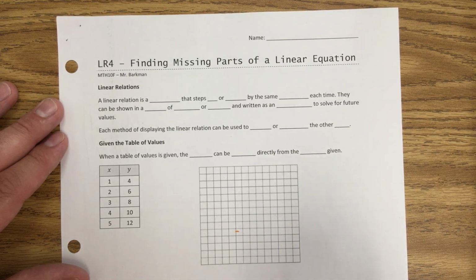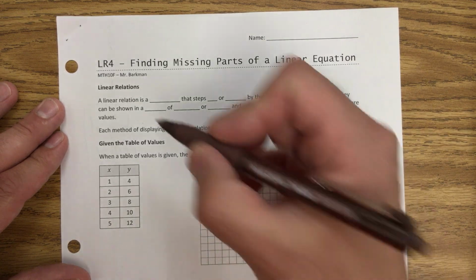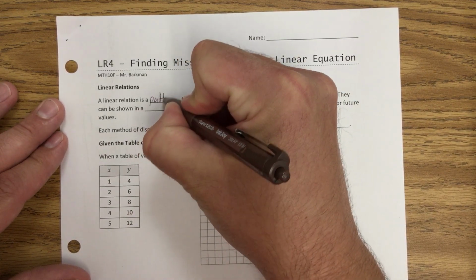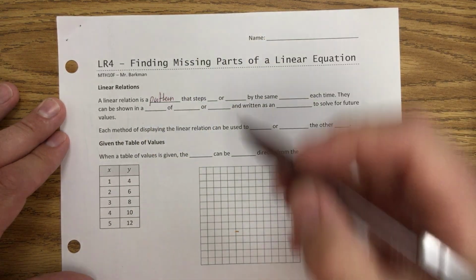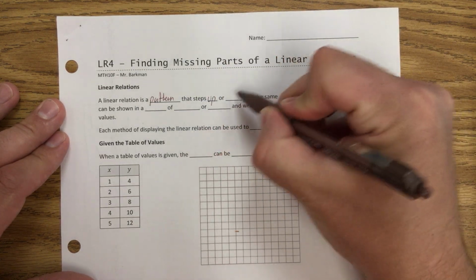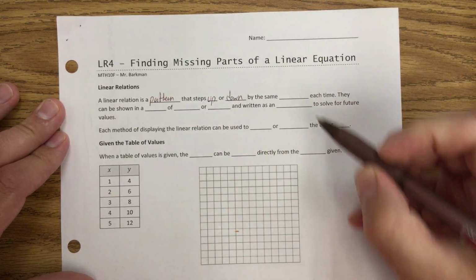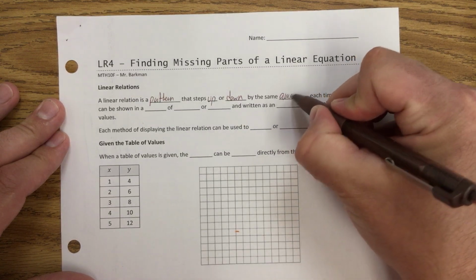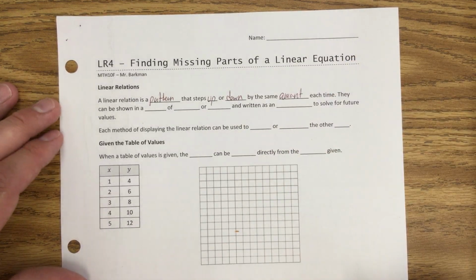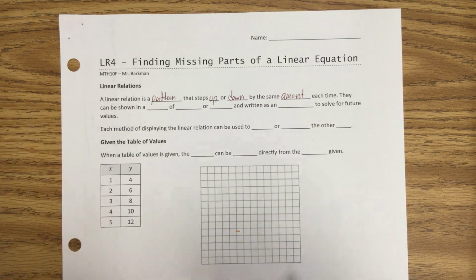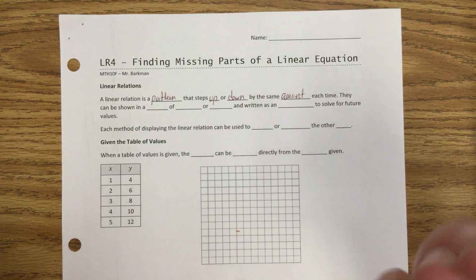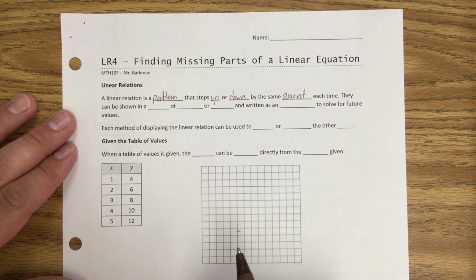Just as a reminder, a linear relation is a pattern that steps up or down by the same amount each time. So we're going to have a pattern that's either going up or down by the same amount. It could go up by 5s, it could go up by 1s, it could go up by 10s. It's always going up by the same amount each time.